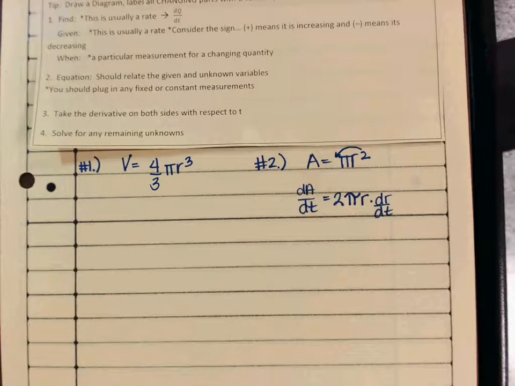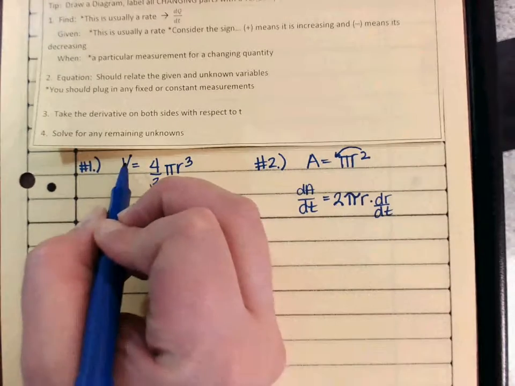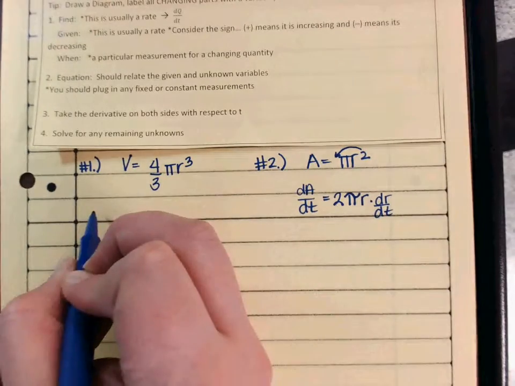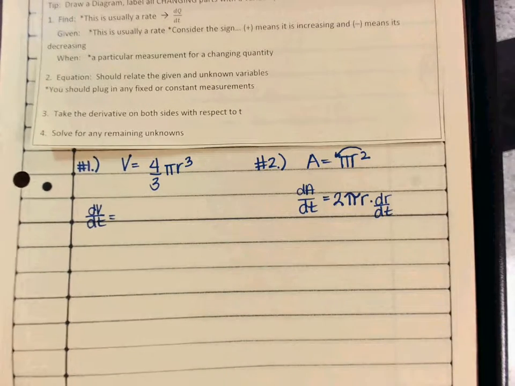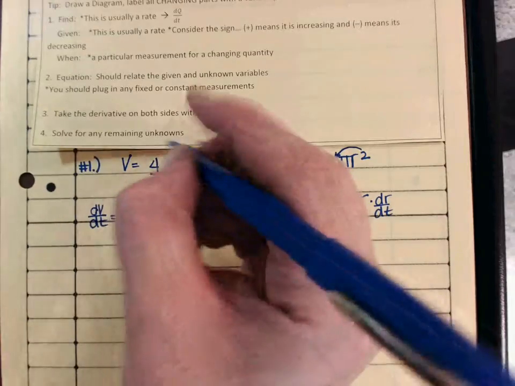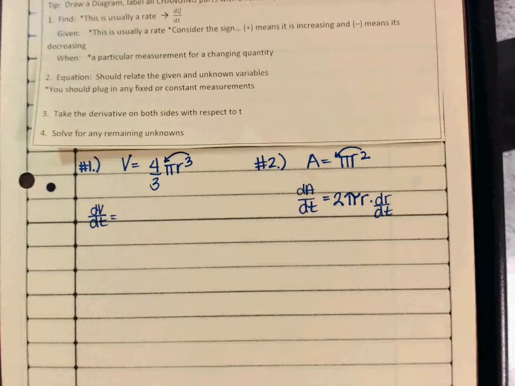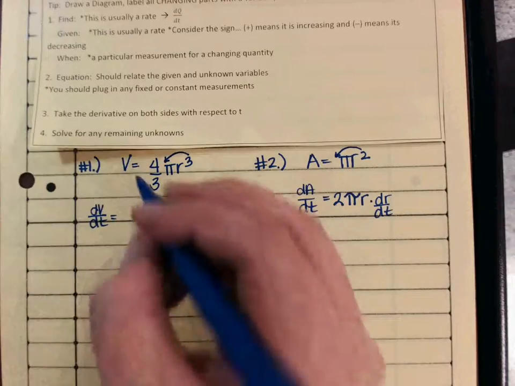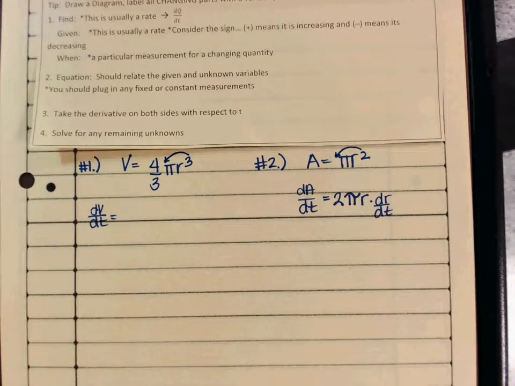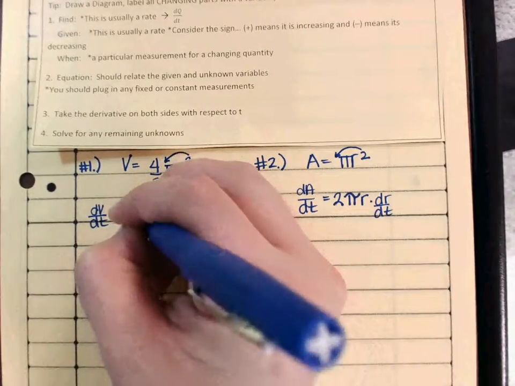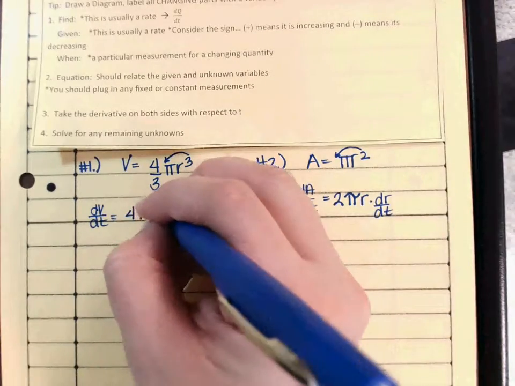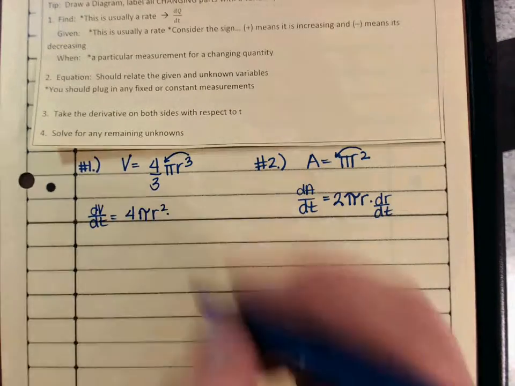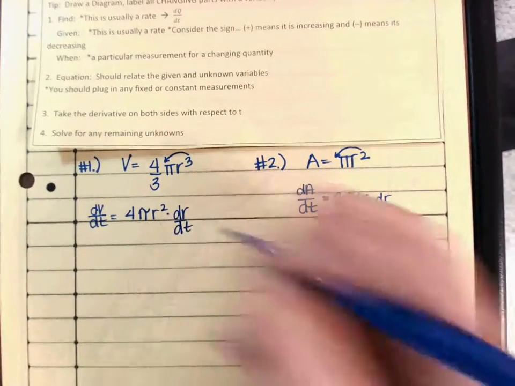Come over to your volume one. What's the derivative of V? dV/dt. Good. Then on the other side, I'm going to take my 3 and multiply it down. What is 3 times 4/3? Just 4, right? Because you have a 3 on top and a 3 on bottom, they cross out. So it'd be 4 pi. What is the new power on r? It used to be cubed. Squared. Then what do I put at the end if my letter was an r? dr/dt. Okay, let's do 2 more.